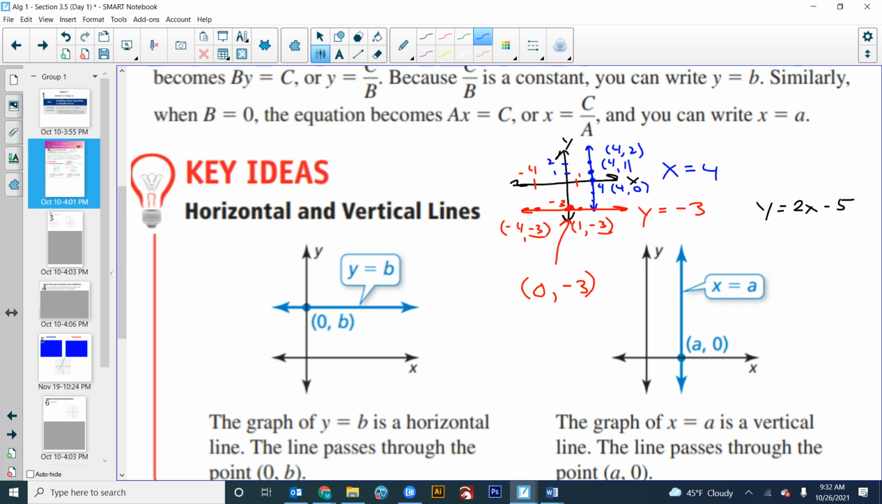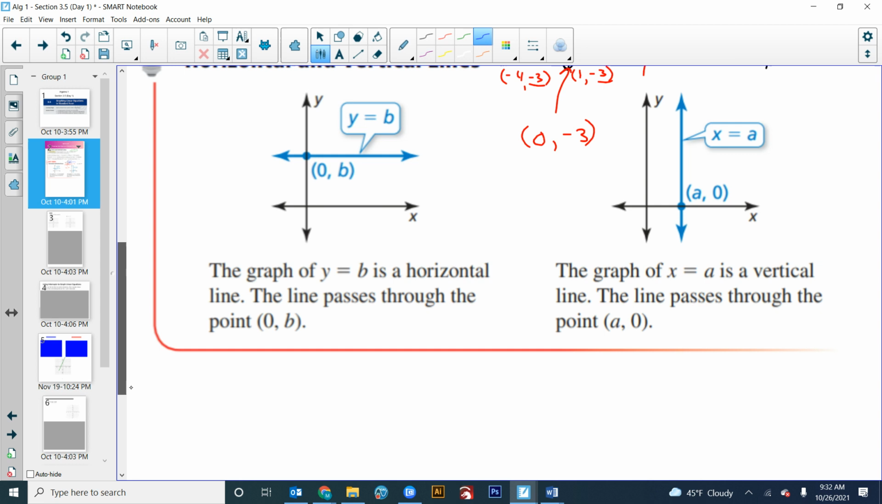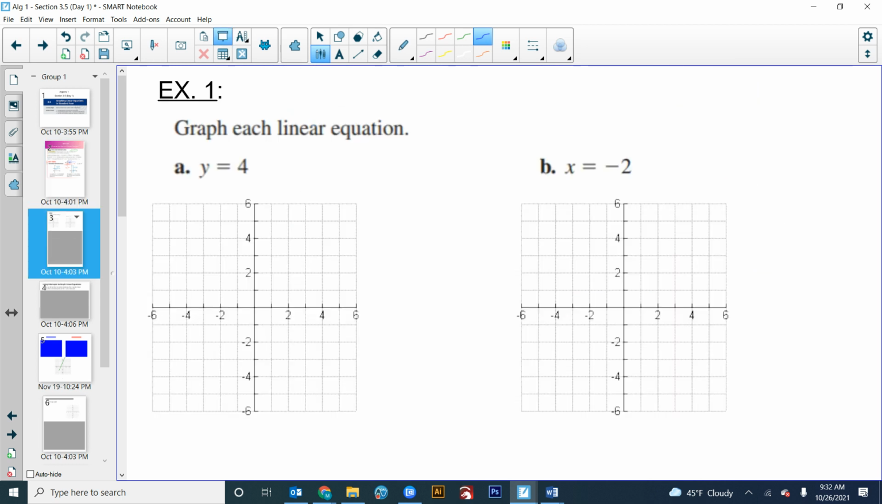Make sense? These are special cases: vertical, horizontal. Graph the linear equation y equals 4. How many of you vote that's going to be a horizontal line? Horizontal, side to side. How many of you vote it's going to be a vertical line? Very good. Let's go ahead and graph it.